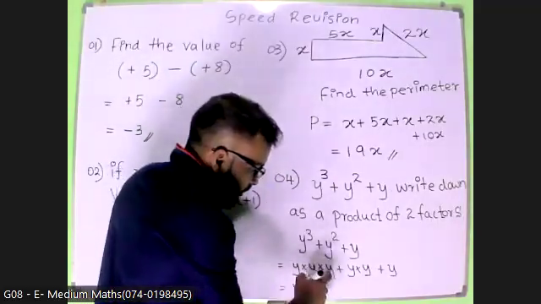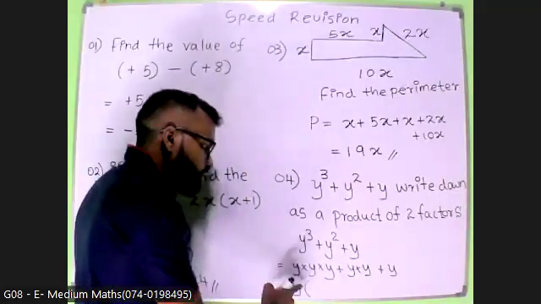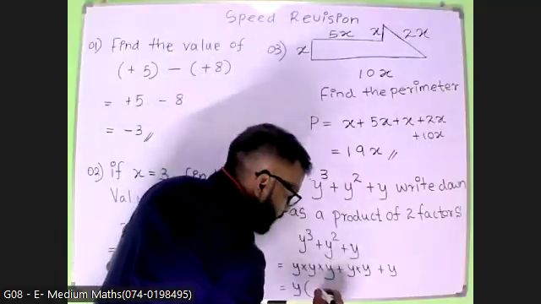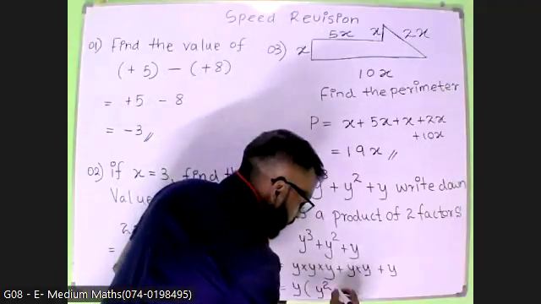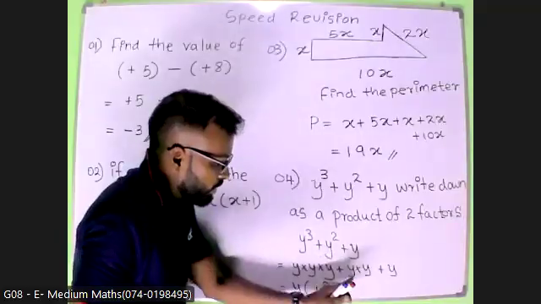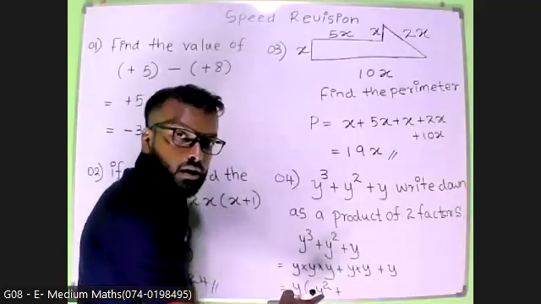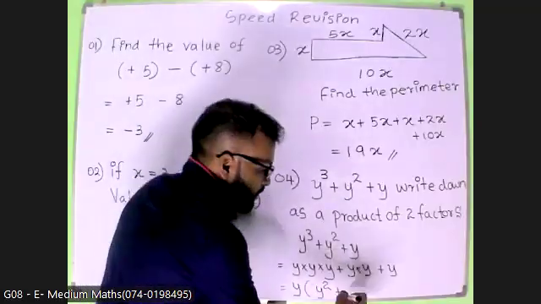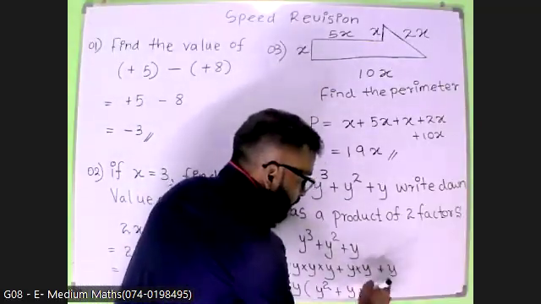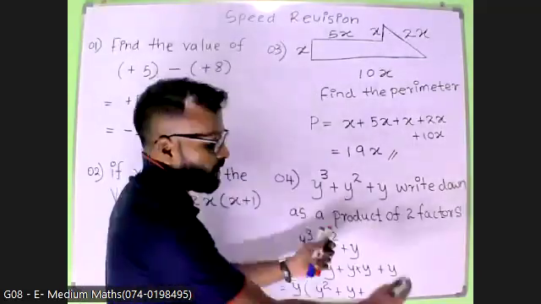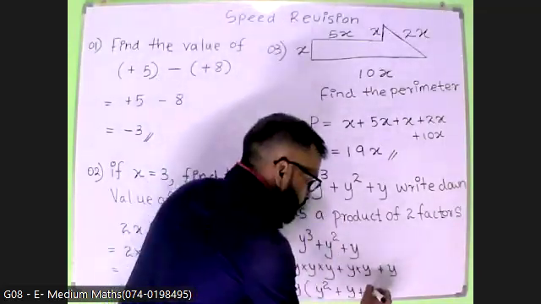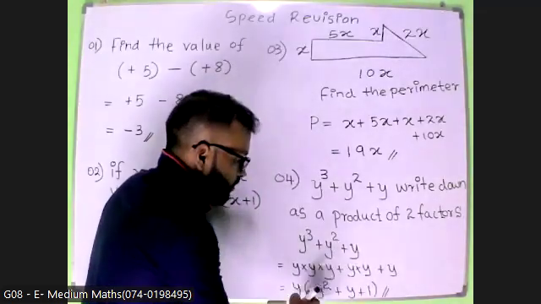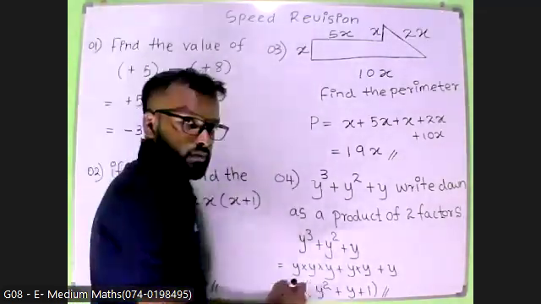y times y times y times y. So if you take 1 y out, the remaining y's are y times y. Right? y times y means y squared, plus if you take 1 y out from here, there are 2 y's, 1 y out from the bracket, the remaining thing is y. Here you have only y, so you are taking it out. The remaining thing is 1. So this is the product of two factors. So this is the answer.